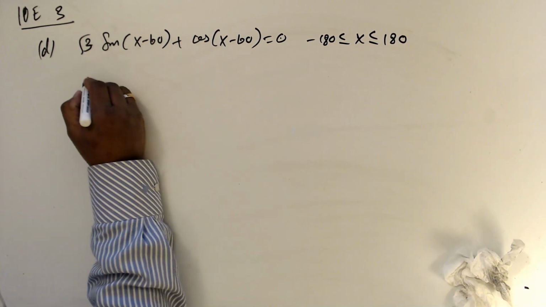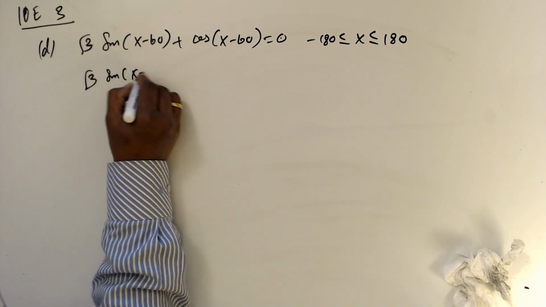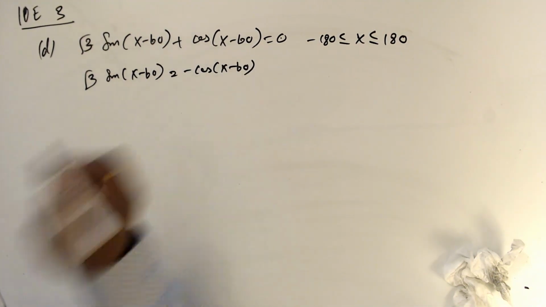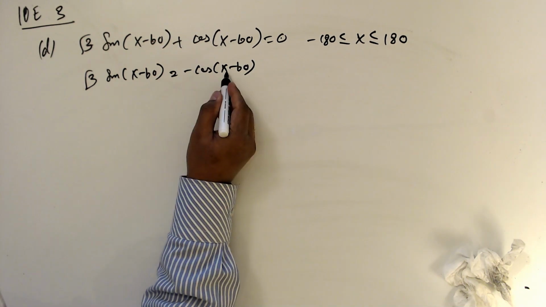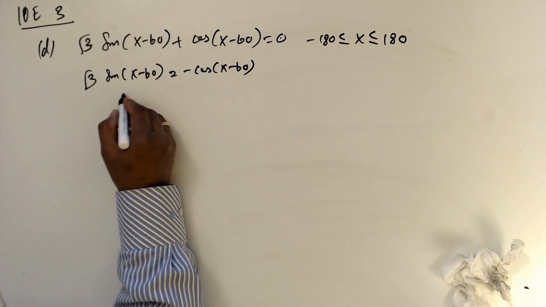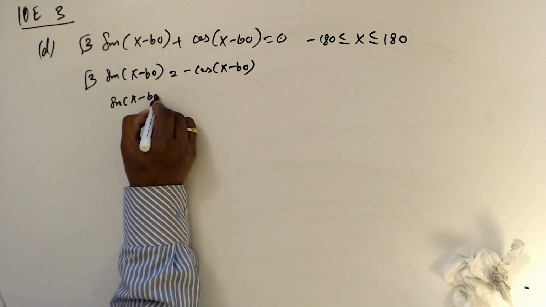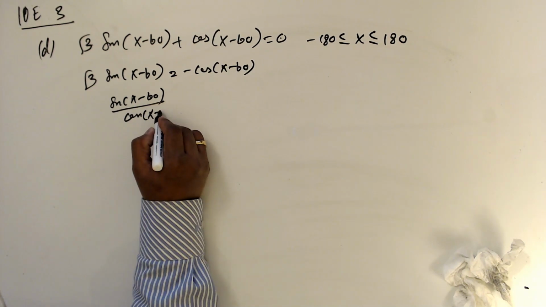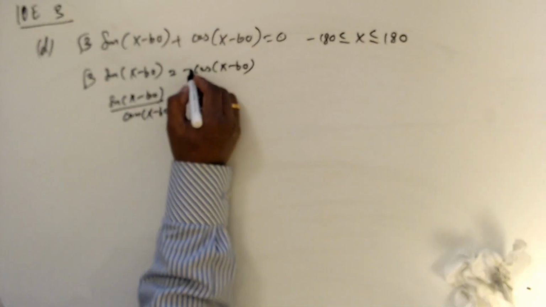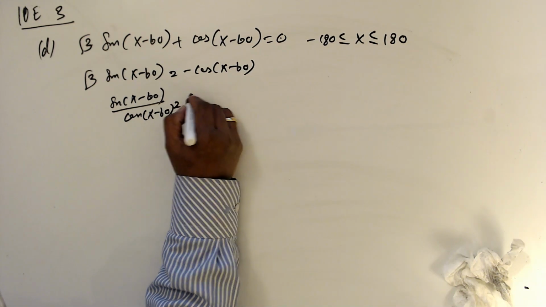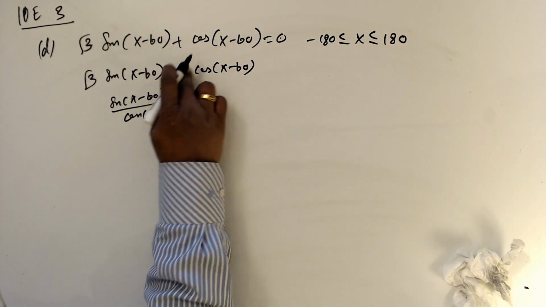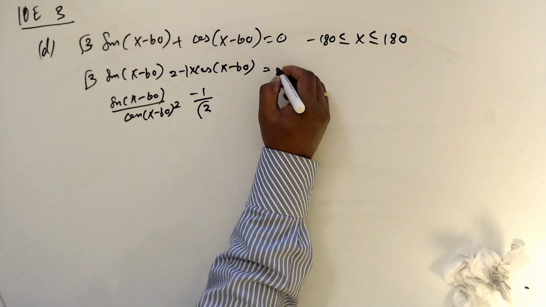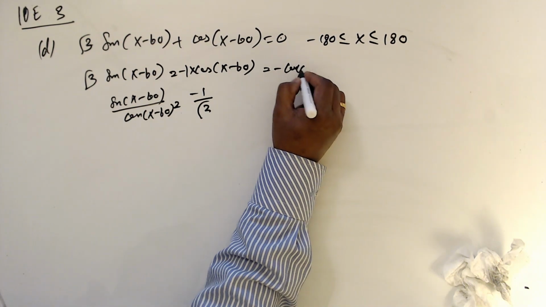Part D. Square root 3 sin(x minus 60) equals minus cos(x minus 60), and then cross multiply. Sin(x minus 60) over cos(x minus 60) is going to remain minus 1 over square root 3. If you are not sure, you can write minus 1 times cos, which is minus cos(x minus 60).